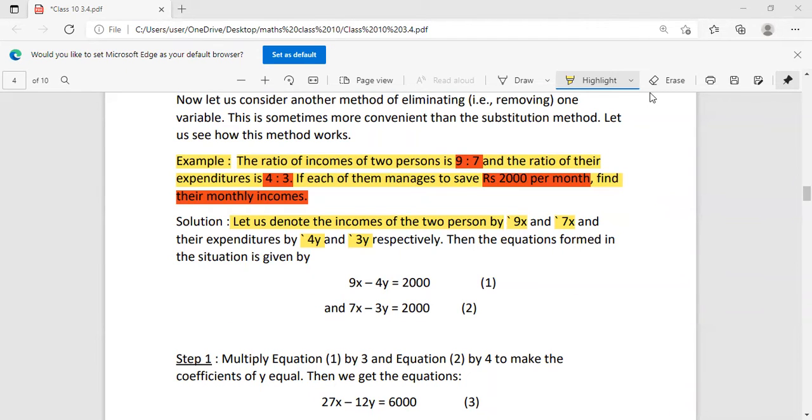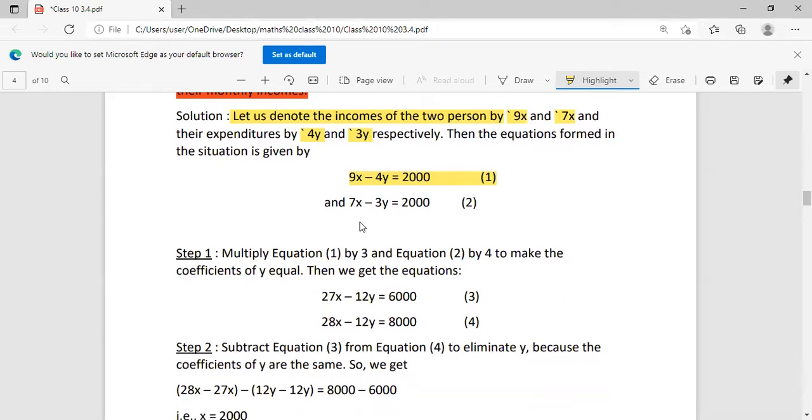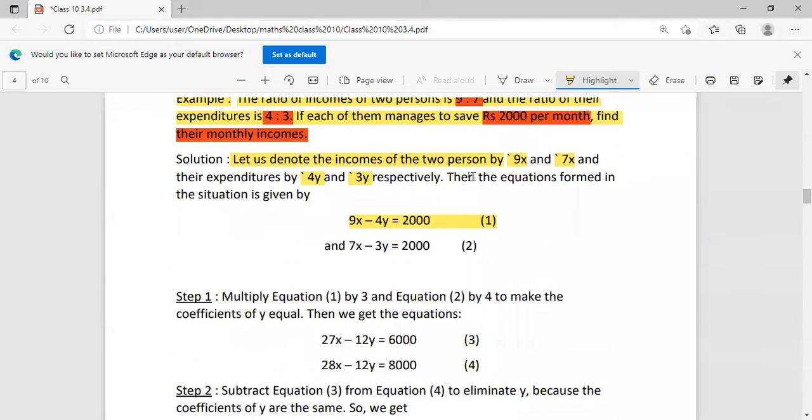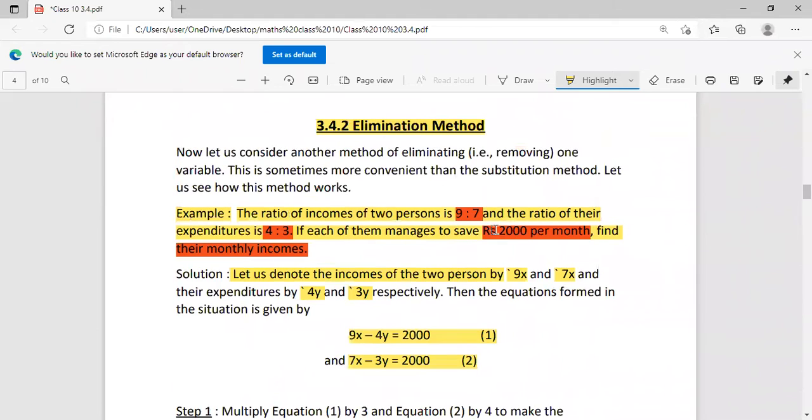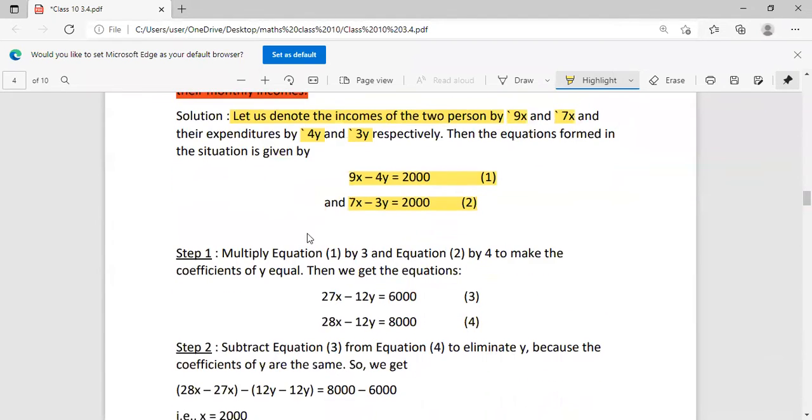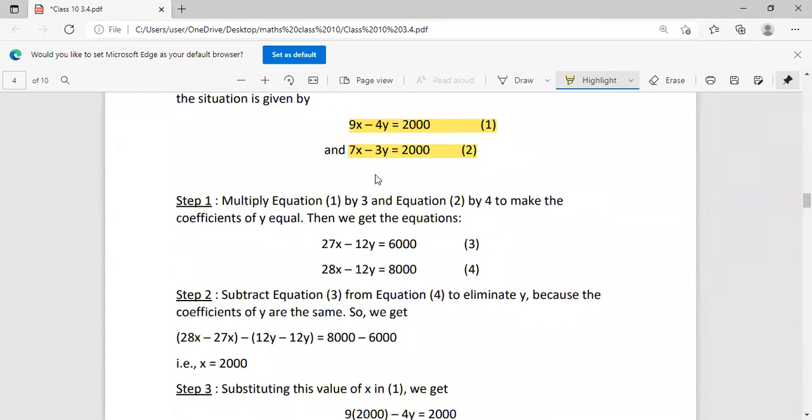You already know it. Okay, so now we have formed the two equations as 9x minus 4y is equal to 2000, and we have called it equation 1. And similarly, we are taking the second equation as 7x minus 3y is equal to 2000. These are the two equations. Now we have to use our new method, which is elimination method. Let us see which variable we are going to eliminate. First, the step. Let us see the first step.